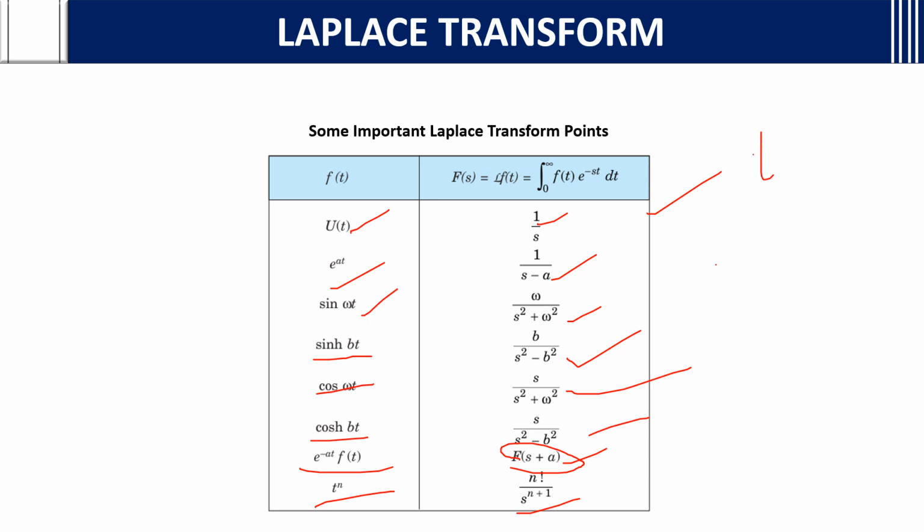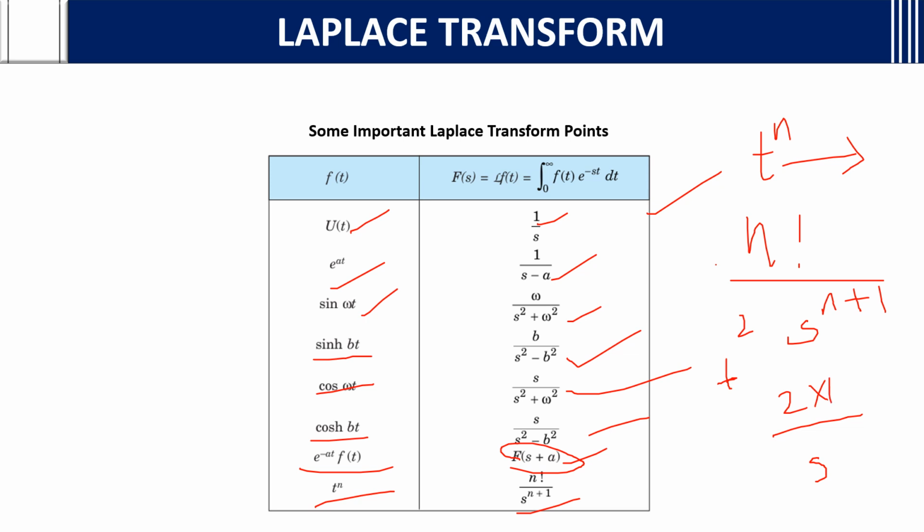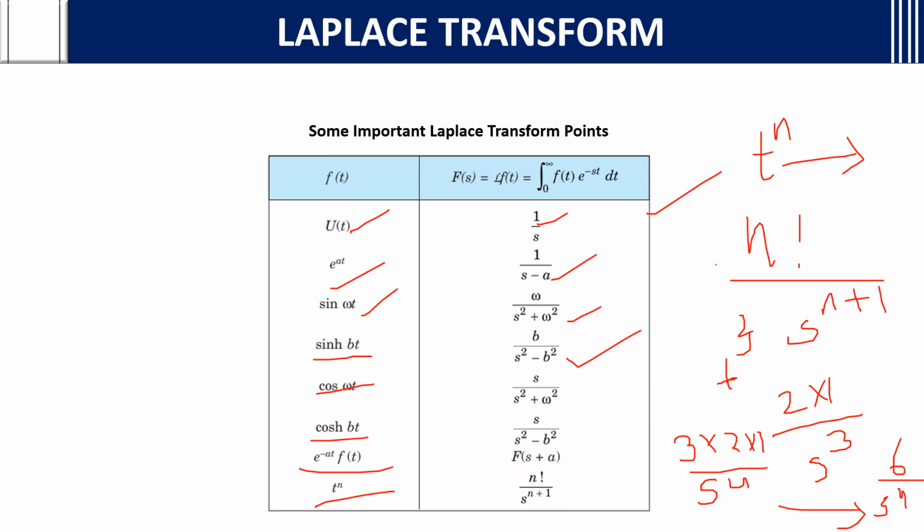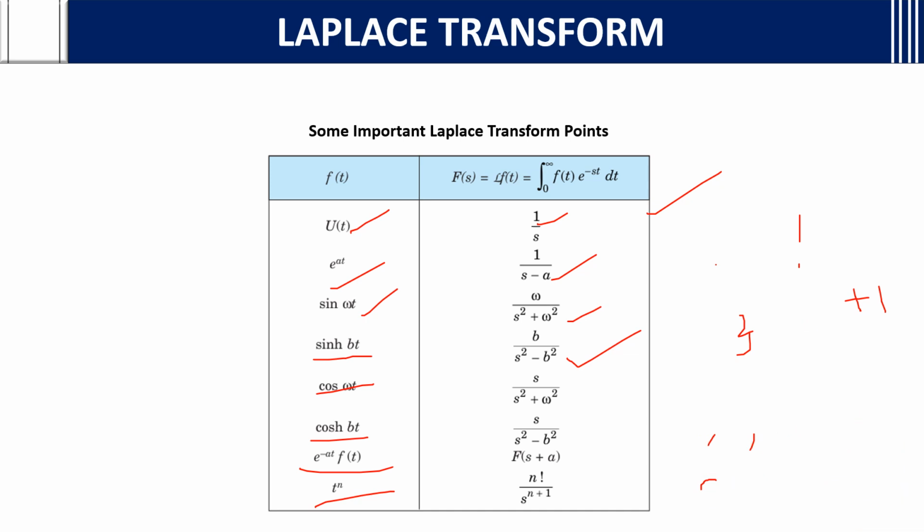If it is t power n, then if you take the Laplace transform for this, you will get n factorial by s power n plus 1. For example, if it is t square, 2 by s power 2 plus 1, which is s cubed. If it is t cubed, 3 factorial, 3 into 2 into 1, by s power 3 plus 1, 4. So 6 by s power 4. Like that, you need to remember the Laplace transforms of simple functions. There are some other Laplace transforms also, which are required according to the textbook.